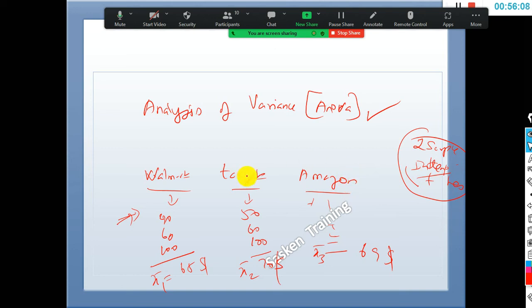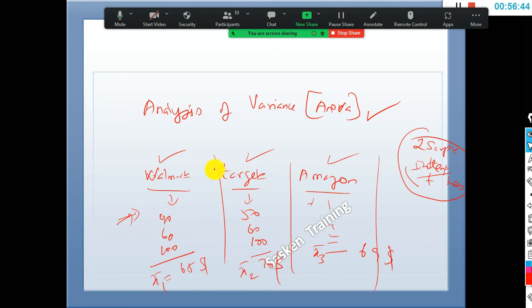But in this case we have more than two samples. All these samples are independent from one another. Walmart customers are different, Target customers are different, Amazon customers are different, because you ran a survey from three different companies or retail shops. Maybe this customer is buying here too, but let us not get into that confusion. We ran a sample from three different retail chains or retail shops.